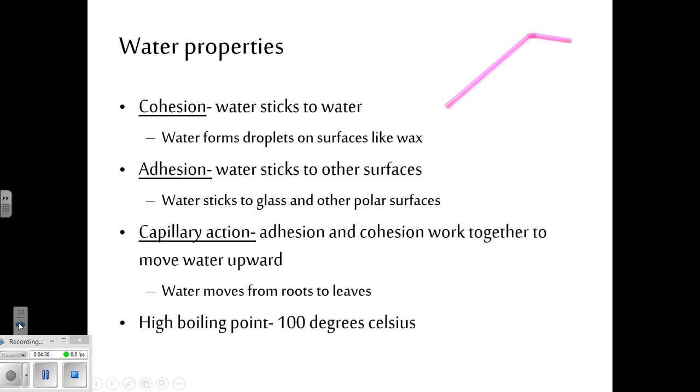It also causes water to have a high boiling temperature, which is 100 degrees Celsius. So it takes a little bit of effort to get water to boil, and that temperature of 100 degrees is where it becomes a vapor.